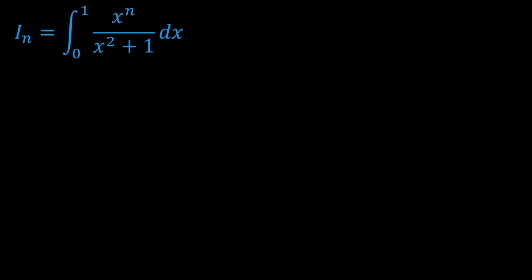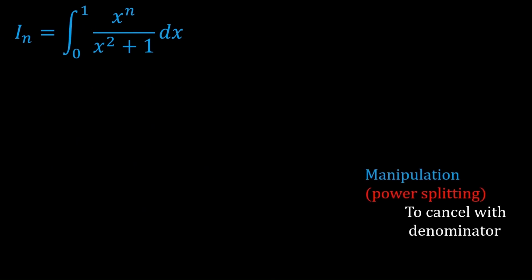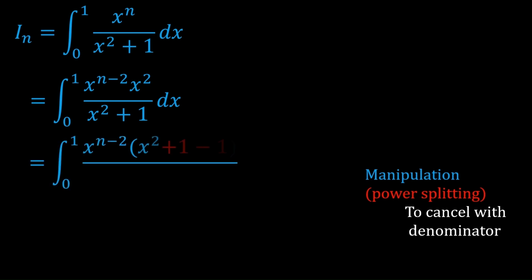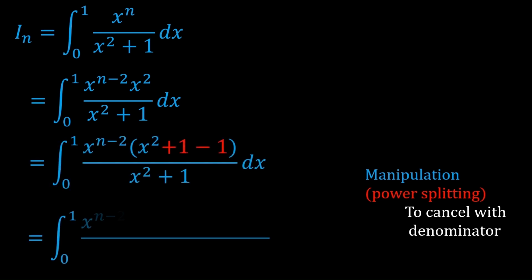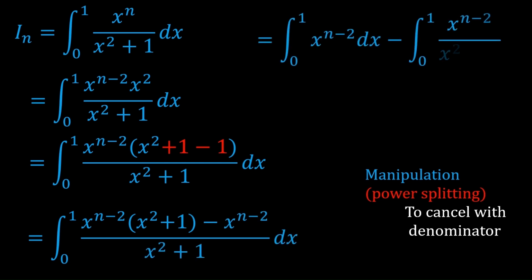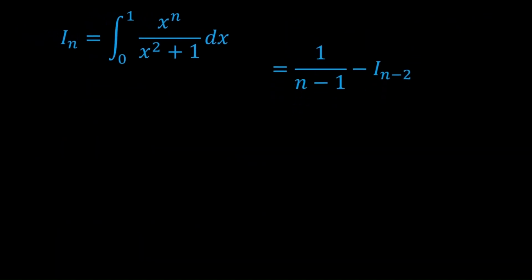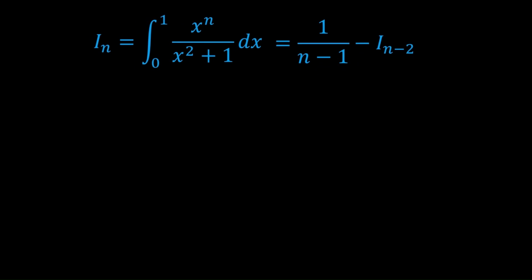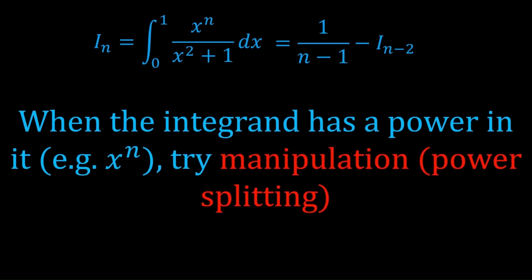Seeing the x to the n should suggest a power split. So you can take out a power of x squared from this x to the n. And why are we doing that? Well, if you write x squared as x squared plus 1 minus 1, then expand it out and split the fraction, you'll see that you can cancel out the x squared plus 1s, giving us x to the n minus 2 for the first term, and the remaining integral is just In minus 2. So when you have something to some power, you might want to try power splitting.